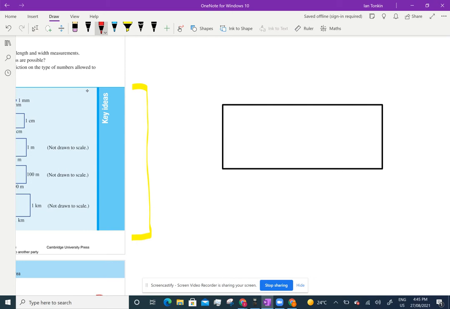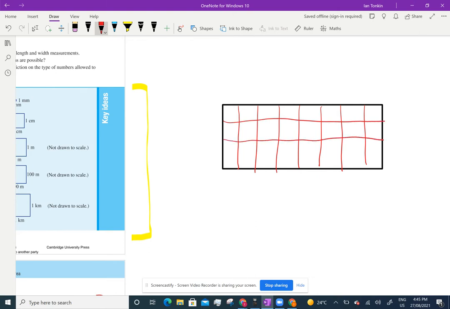Well, the first thing I do is I divide it up into the units. So if this is a rectangle, and I break it up into all the different squares. Down this side, it's 4 units long. And along this side, it's 1, 2, 3, 4, 5, 6, 7, 8 units long. And all I have to do is count the number of squares. So 1, 2, 3, 4, 5, 6, 7, 8. And I could go and count them all.